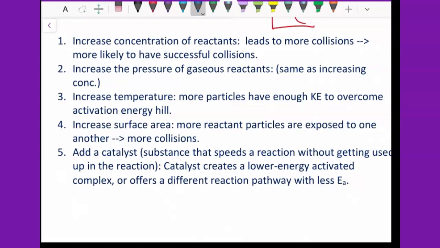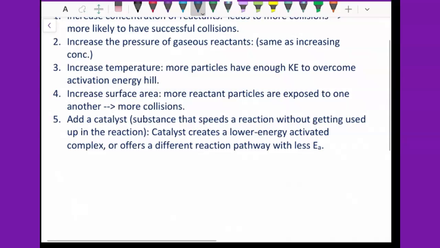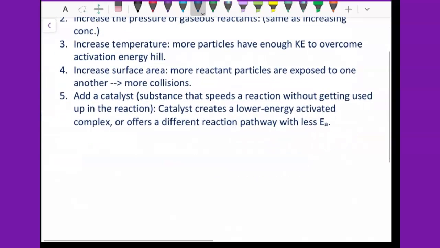The last thing that we can do to increase reaction rate is add a catalyst. So catalysts can do this a couple of different ways. The main ways are by essentially lowering the activation energy. And you can do that by creating an activated complex that has lower energy. So when you look at, let's say you have a reaction with a big activation energy hill, and you add a catalyst, that catalyst might provide a smaller activation energy hill because it's combining with the activated complex to make it more stable and bring its energy down.